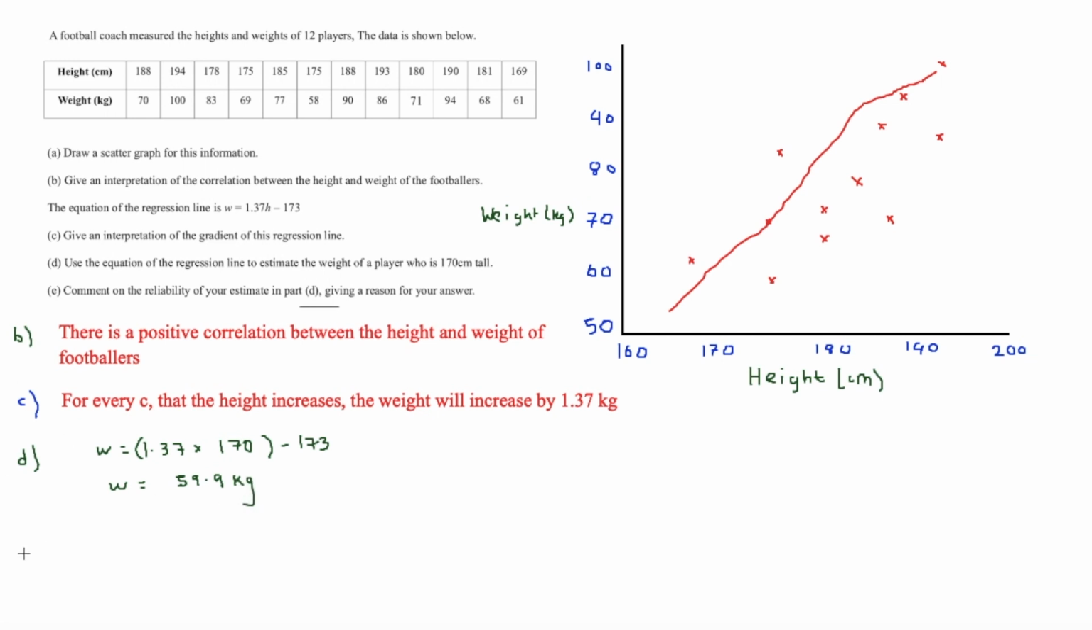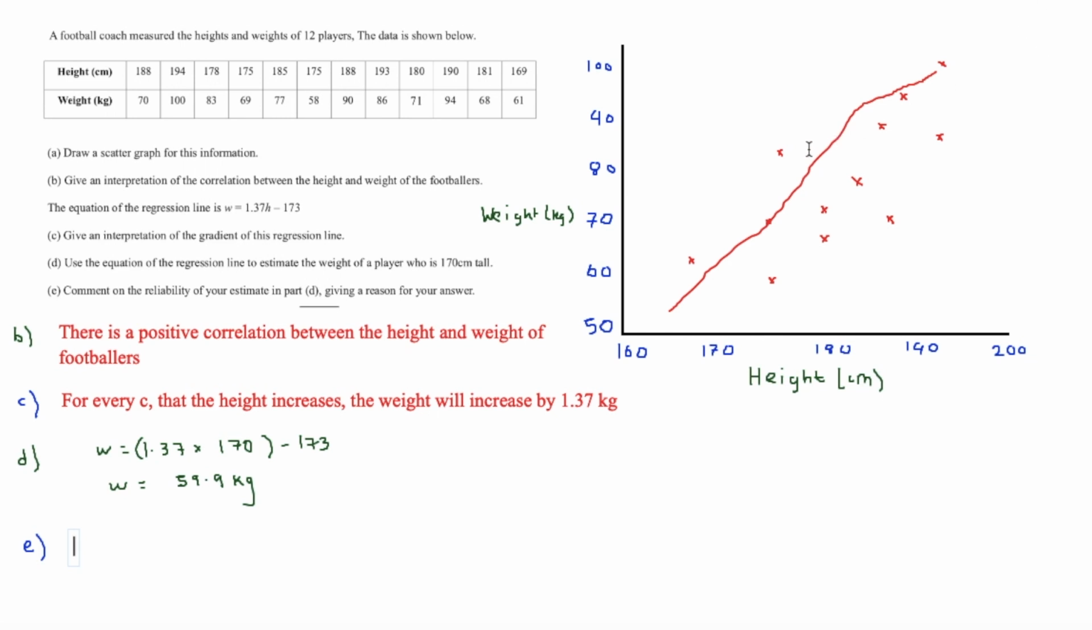Then in the final question, it says comment on the reliability of your estimate in part D, giving a reason for your answer. For this question, we have to look at extrapolation or interpolation. Interpolation is when it's within the values. For example, if someone was 180 centimeters, we have values which show this. However, if we had someone who was 200 centimeters, that would be outside of it. We do not have a value for it. That would be extrapolation.